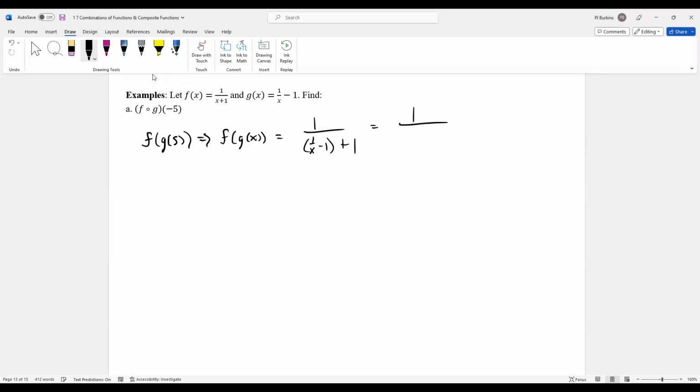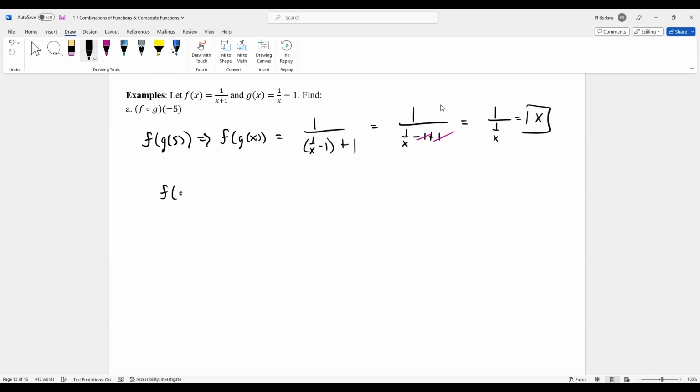All right, so we have 1 over 1 over x minus 1, plus 1. Oops, got a little 1 heavy there. So the minus 1 plus 1 cancels, and I'm just left with 1 over 1 over x. If I divide by a fraction, I can flip and multiply, and so I just end up with x here. So this one's really, really nice, right?